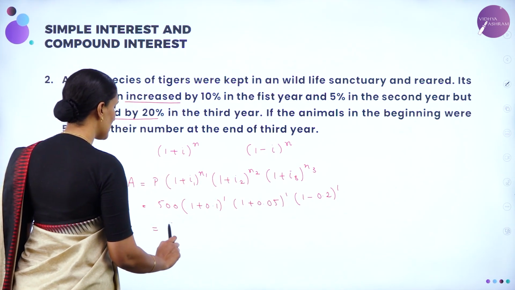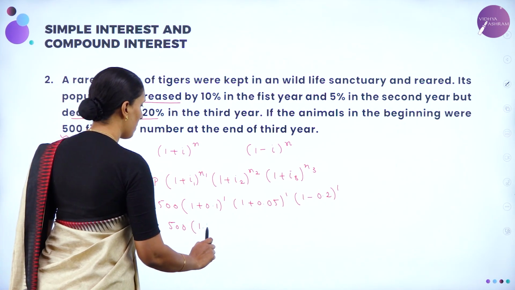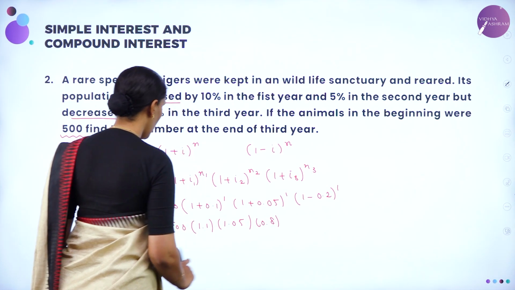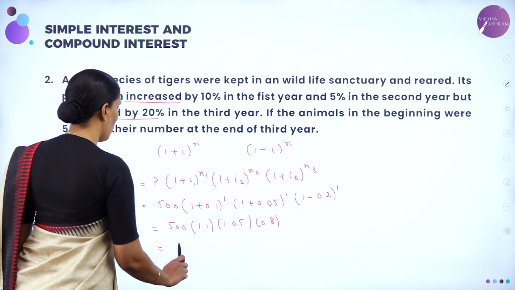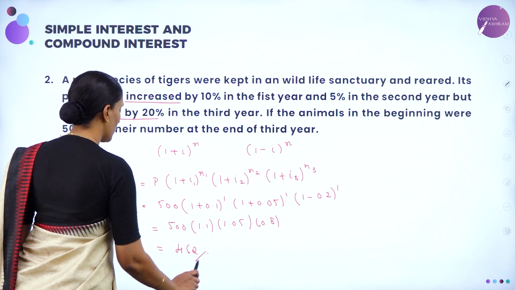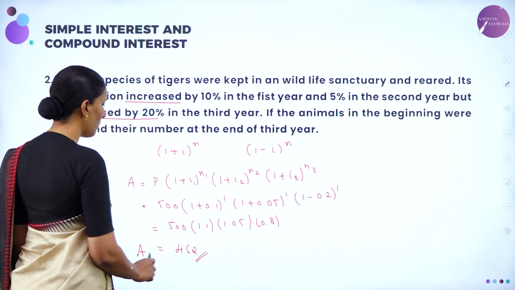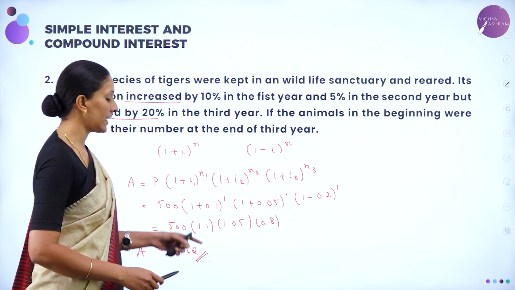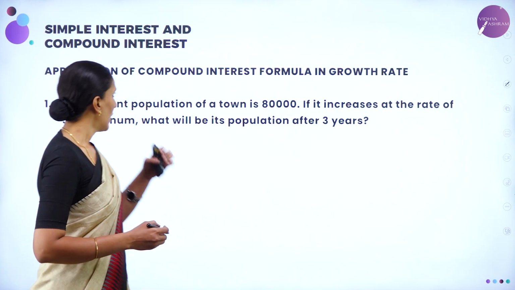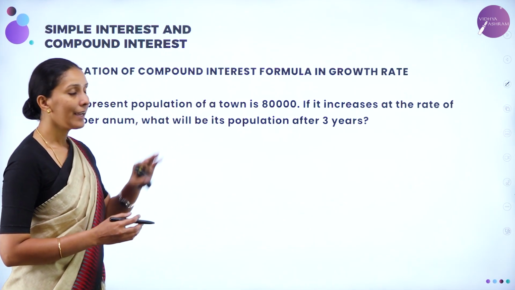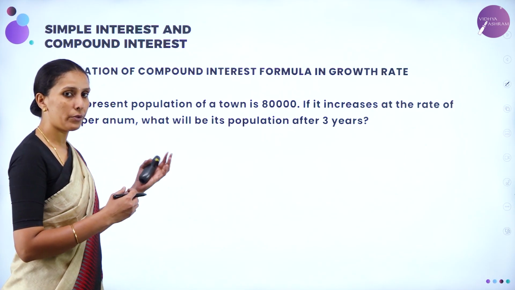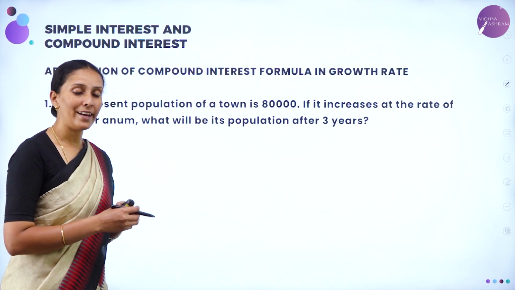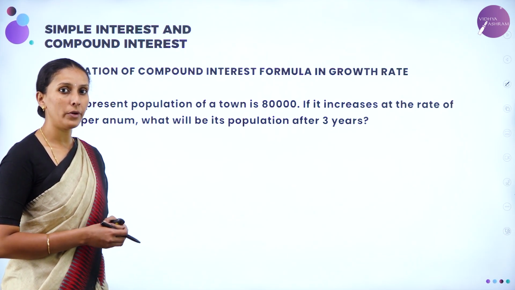So when you multiply 500, 1.1, 1.05 into 0.8, this is equal to 462. So clearly, the final population of the tigers at the end of the third year was 462. So like this, we apply the compound interest formula to growth rate. We'll take a few different problems of the same kind to find the growth using the varying rate of interest concept of compound interest.